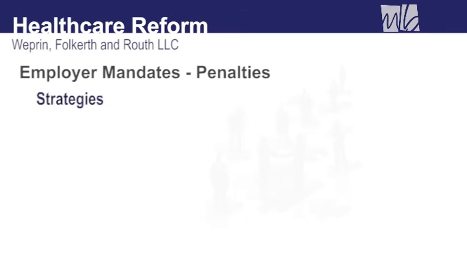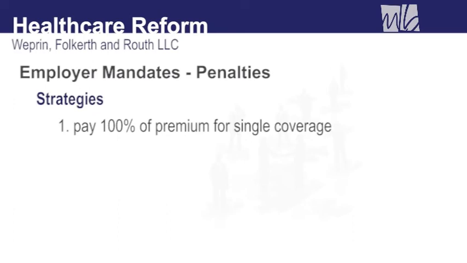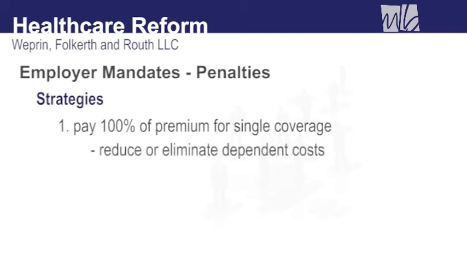One strategy we anticipate some employers may adopt to avoid paying any penalty is for the employer to pay 100% of the premium for single coverage. Employers adopting this approach may also reduce or eliminate the amount the employer is currently contributing toward the cost of dependent coverage. In other words, the employer may increase the amount it currently contributes towards the employee's coverage and reduce or eliminate the amount the employer currently contributes toward the dependent's coverage.